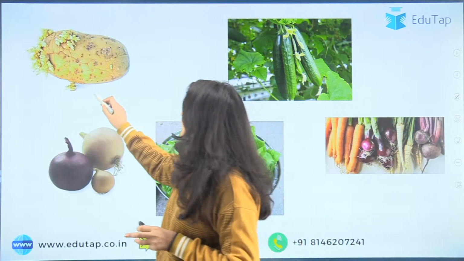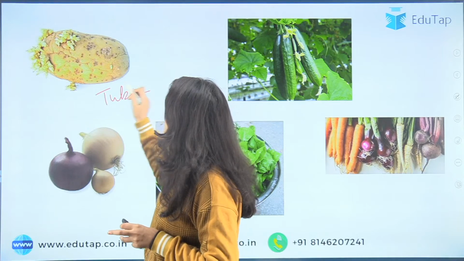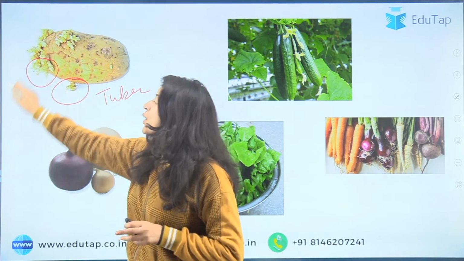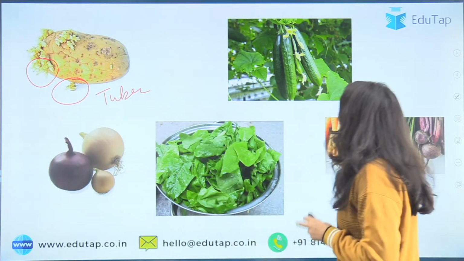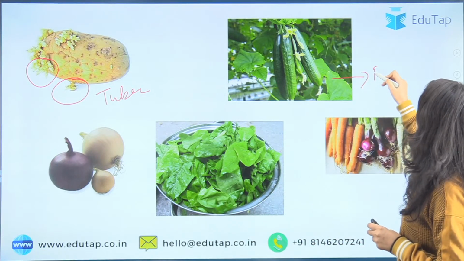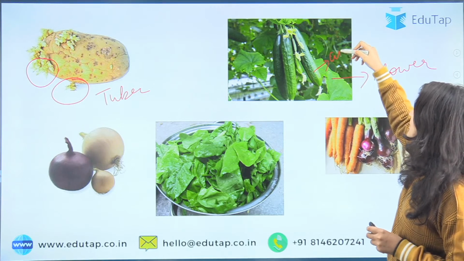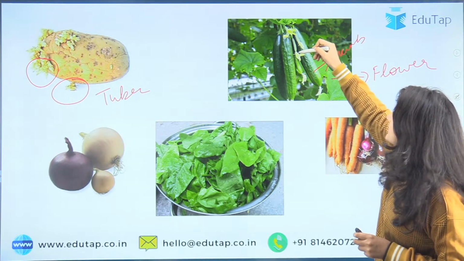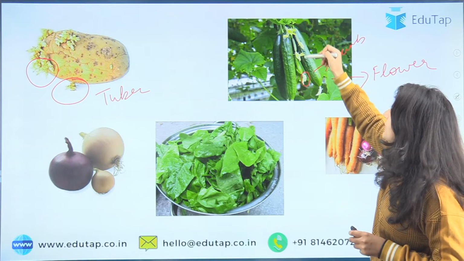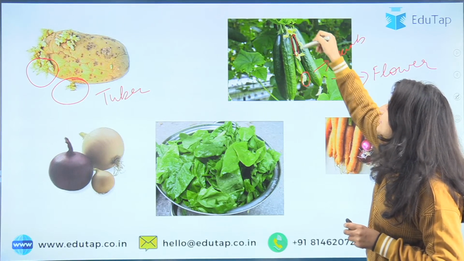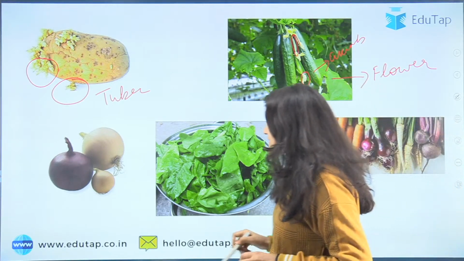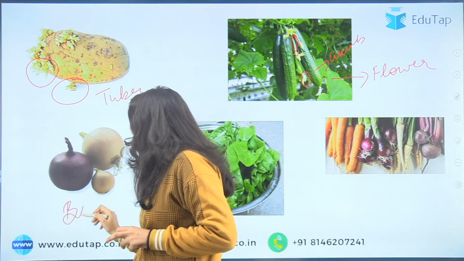So here we have seen tuber. So these are the eyes, wherein from here the new plant originates. This is the type wherein the flower is converted into a fruit. This is a classic example of cucumber. Here you can see the fruit. First flowers are made, and then from the flower portion only the fruits are developed. Next is, this is your example of bulb.